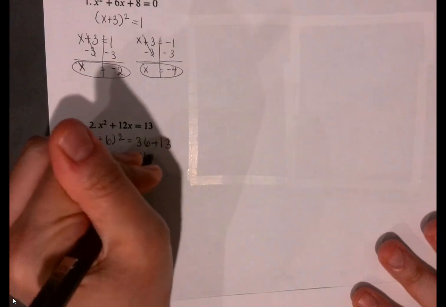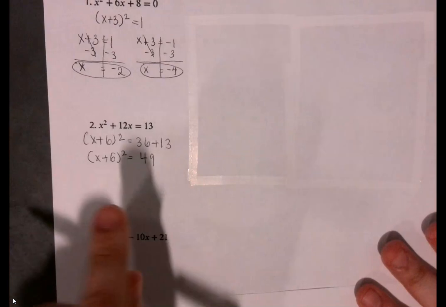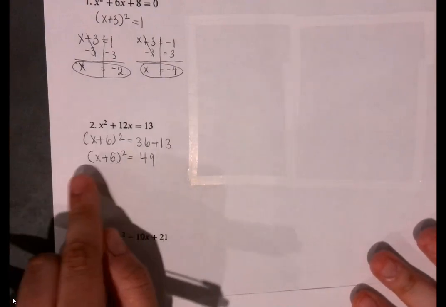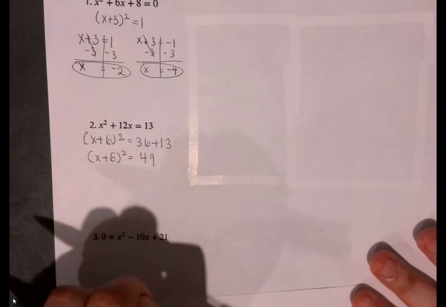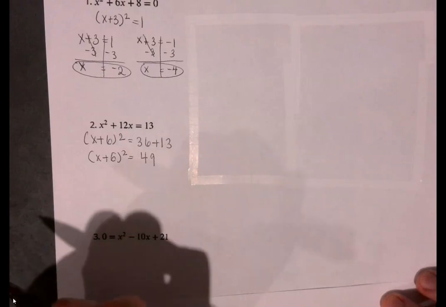36 plus 13 equals 49. So that means that whatever number I'm working with, squared has to equal 49. Now I know that 7 times 7, or 7 squared, equals 49, and negative 7 times negative 7, or negative 7 squared, is also positive 49.